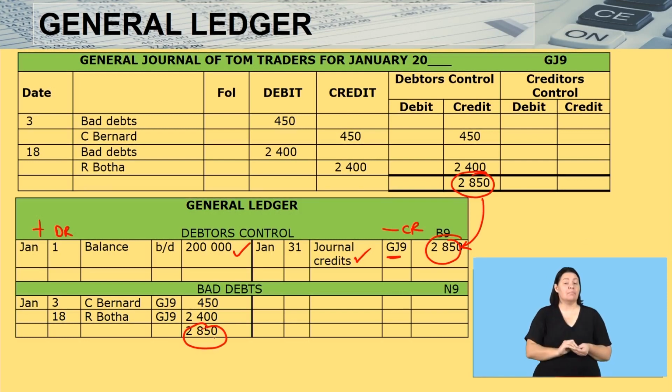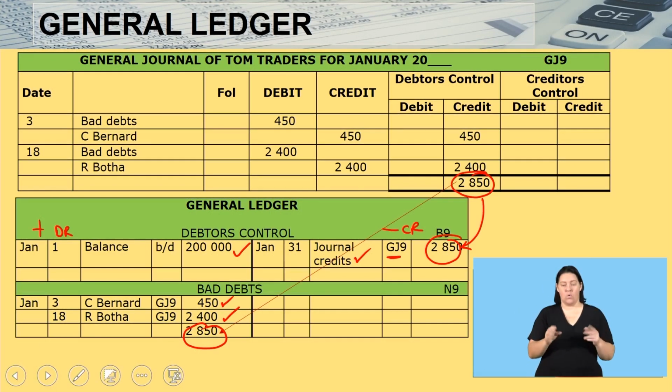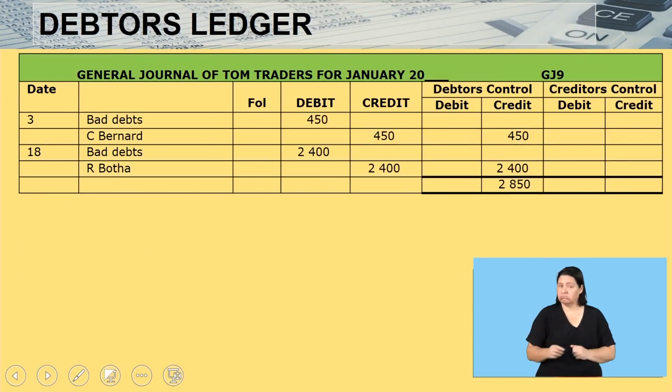And for us now to complete double entry, you see your 2,850 is here. But it was made up of two debtors. The first one was C. Bernard with 450, and the second one was Arbotha with 2,400. You add those two, it gives you 2,850. When you have understood that, we can then move on to the next aspect, which is the debtor's ledger.